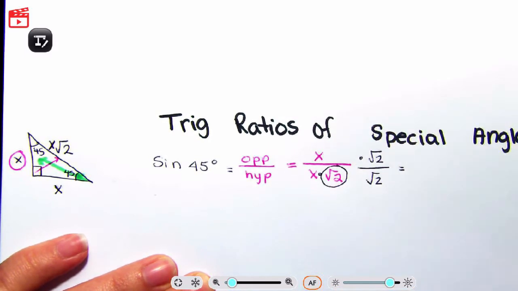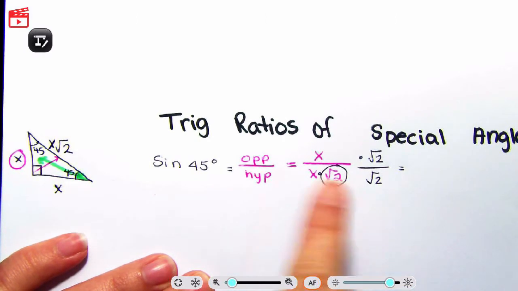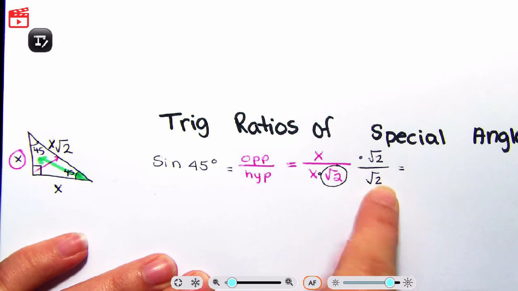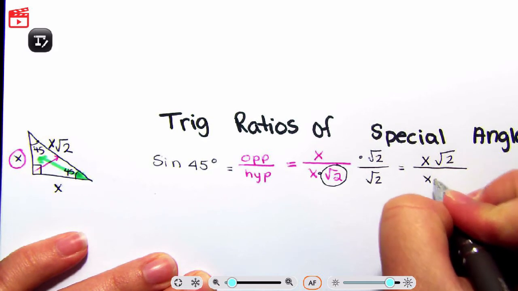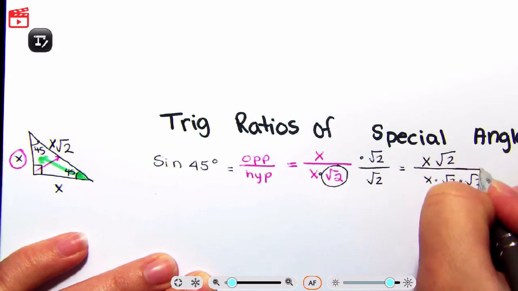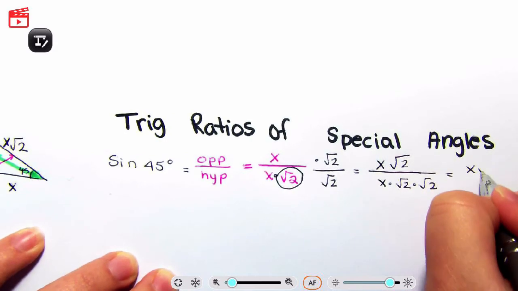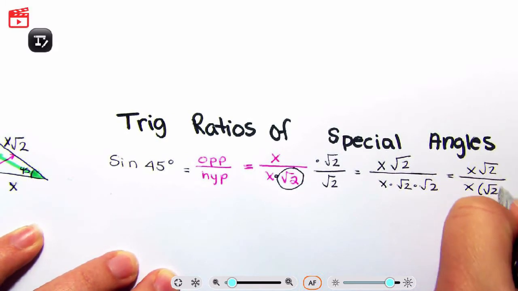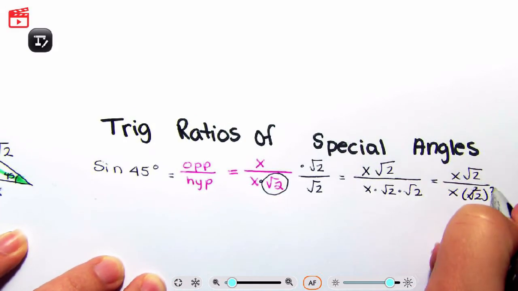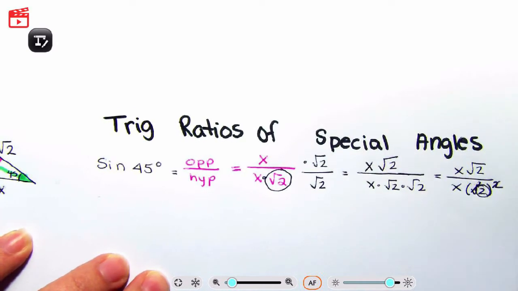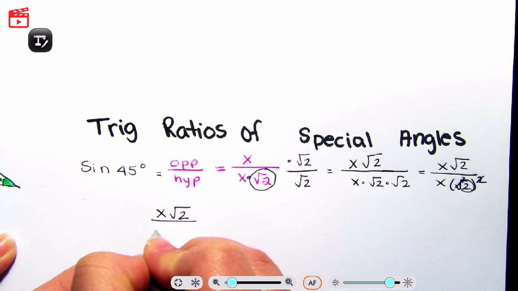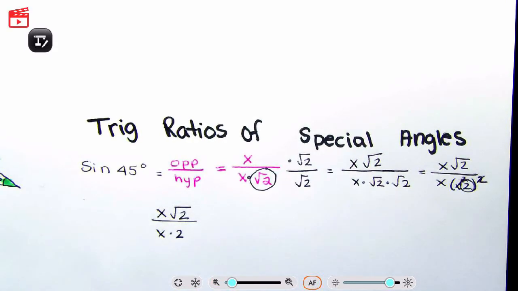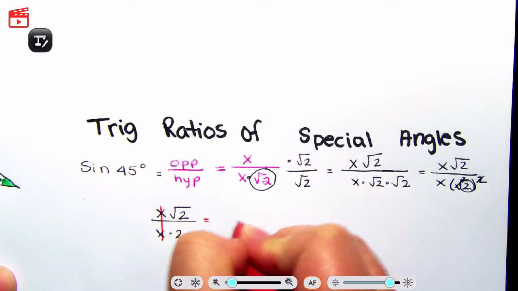Now, be careful, be extremely careful. This does not just cross out. This doesn't just disappear. This gives us x root 2 divided by x times root 2 times root 2. Root 2 times root 2 gives me root 2 squared. And that means my square root and my square go away, but that 2 inside of the root stays. So what I have here is x times root 2 divided by x times 2. Because multiplication is king, I can get rid of my x's. So that means sine of 45 is root 2 over 2.